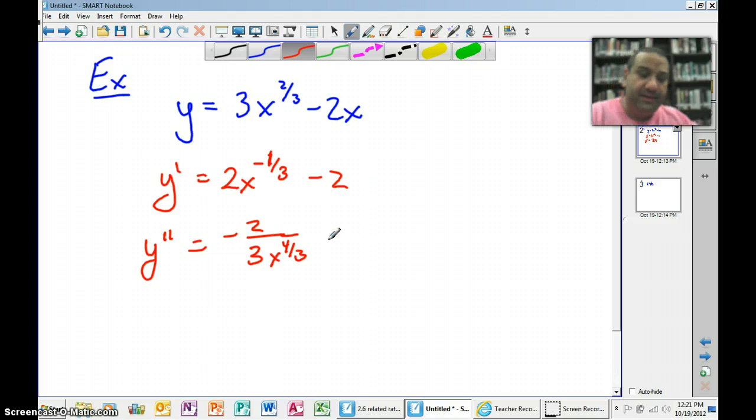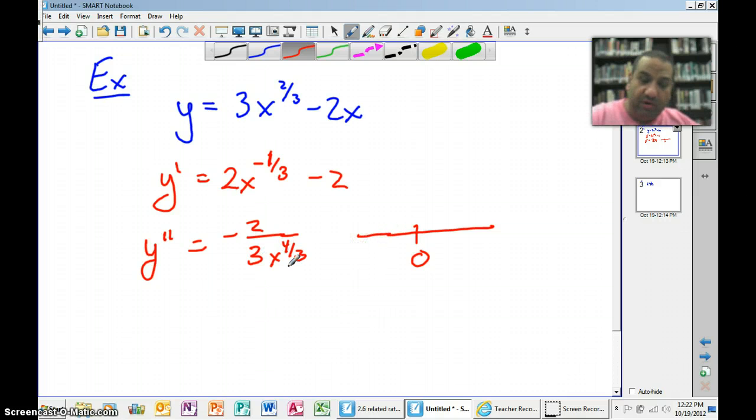So now we're going to set this, where can this be 0 or undefined? Okay, this could be undefined at 0. So once again, 0 is an issue. All right, 0 is an issue. So now I'm going to check the signs to the left of 0 and to the right of 0.